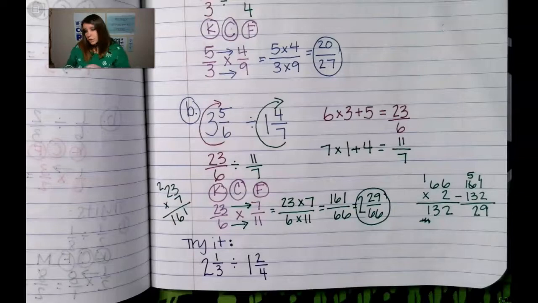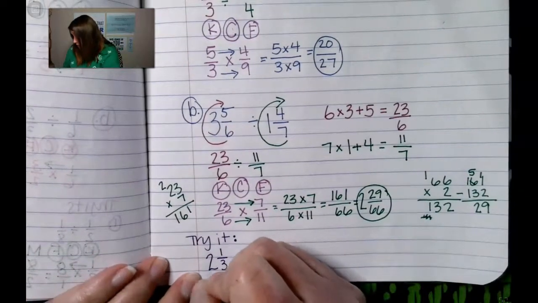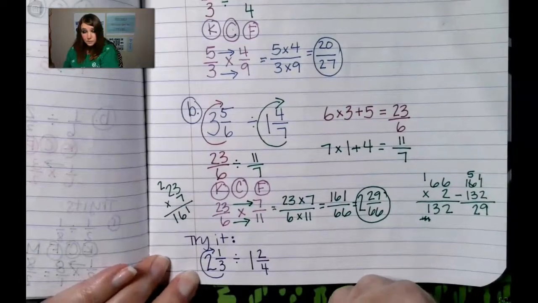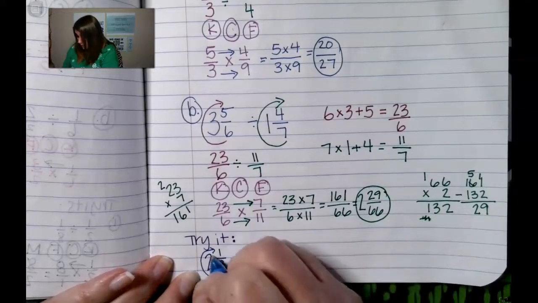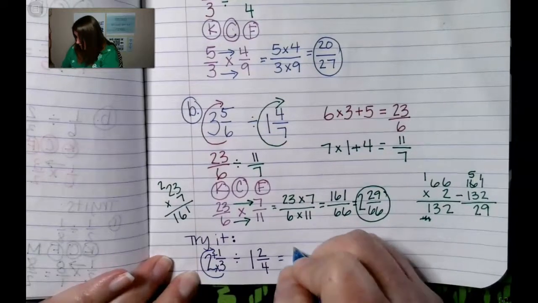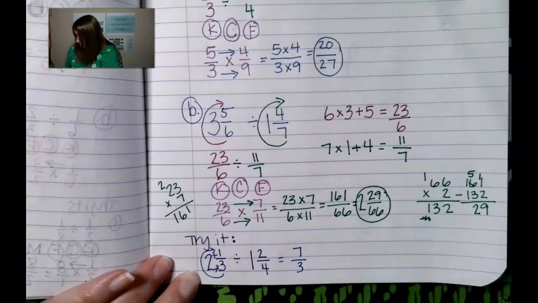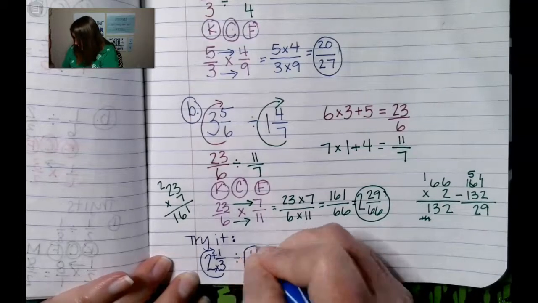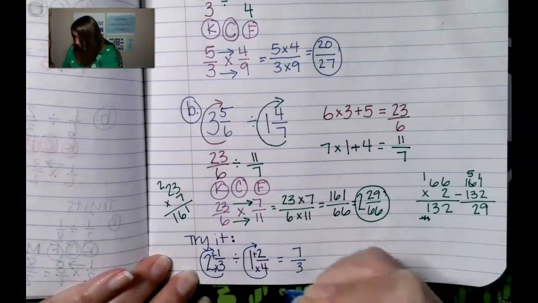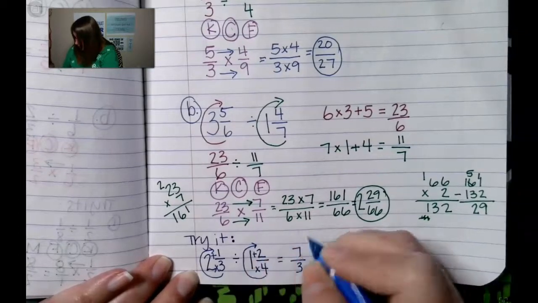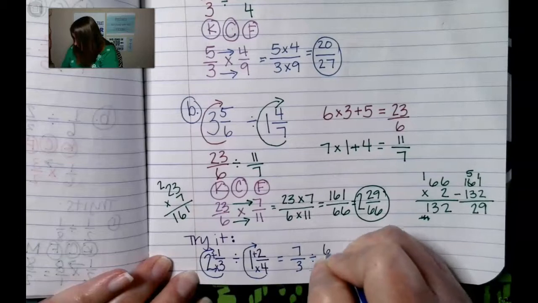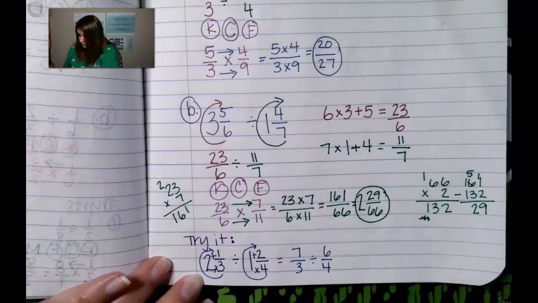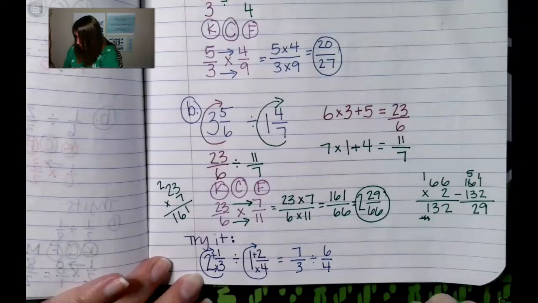And I'm going to convert first. So my first thing is I do not have a fraction by a fraction. I have a mixed number by a mixed number, so I need to convert. So 2 times 3 is 6, plus 1 is 7. So this is 7/3. And then on this one, I have a 1 times 4 plus 2. So 4 plus 2 is 6. So that's divided by 6/4.